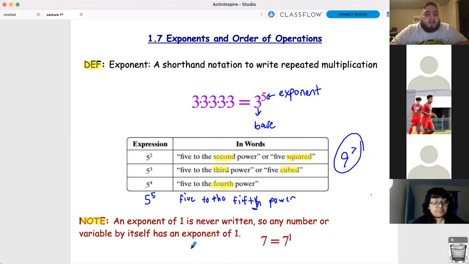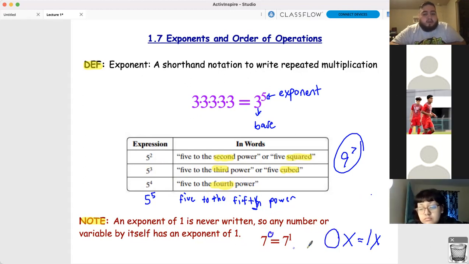So an exponent of 1 is never written, guys. Notice how we started at 5 to the 2nd power. Any number or variable by itself has an exponent of 1. For example, if you just see 7 by itself, it's actually 7 to the 1st power, but we never say it. Just like for example, the x. What number is in front of this x that we never see? x is the same thing as 1x. Notice how whenever we use the value 1, it's always invisible. We never write the 7 to the 1, or 1x, because 1 is such a basic number. When you multiply 1 by anything, it's the same thing.